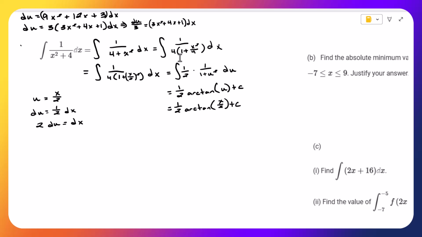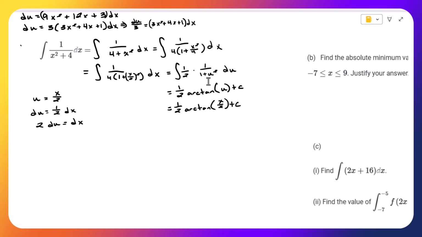And then I factored out a 4, so we end up with 1 over 4 times 1 plus x squared over 4 dx. And then I simplified my x squared over 4 because I want this to just be something squared. So I got 1 over 4 times 1 plus x over 2 squared. Now that I have 1 over 1 plus something squared, I did my u sub, u equals x over 2, du equals 1/2 dx. Multiply both sides by 2, 2 du equals dx, and I come over here. And 1 over 4 times 2 is 1/2, that's where this came from, times 1 over 1 plus u squared times du.